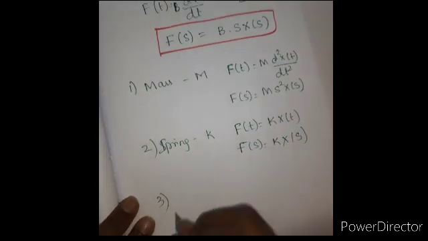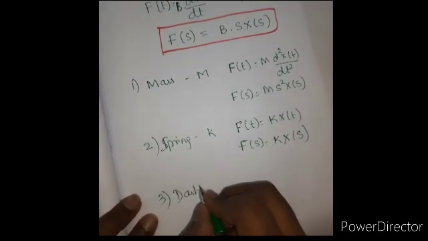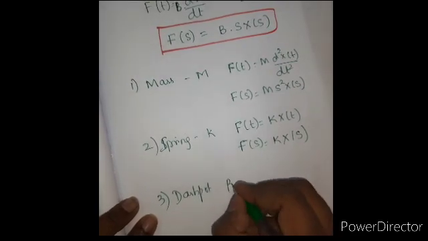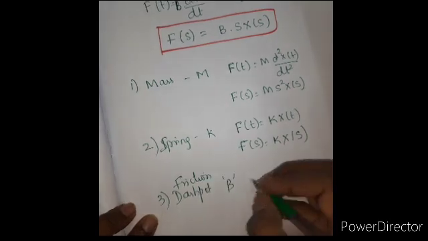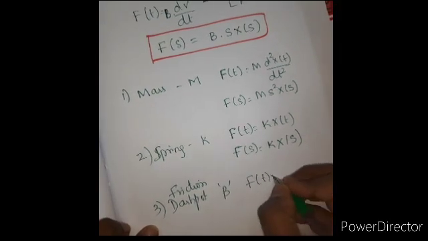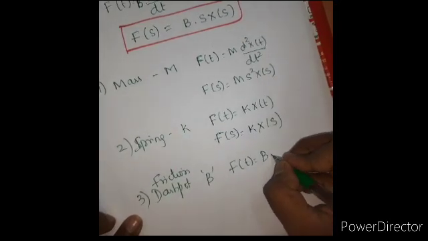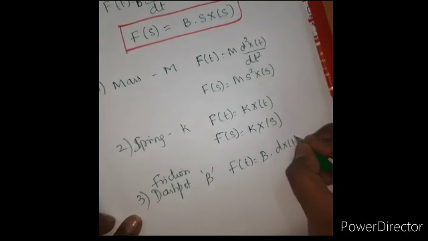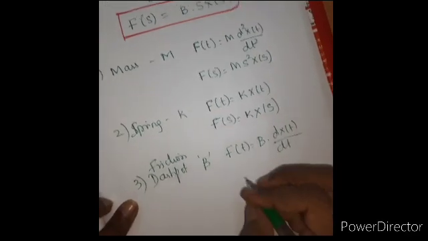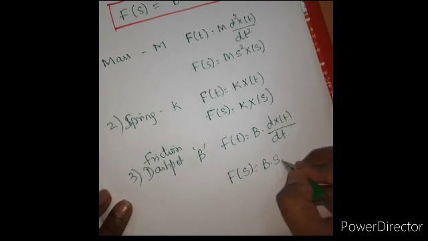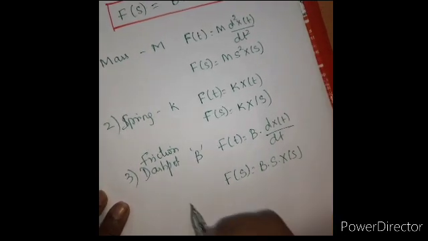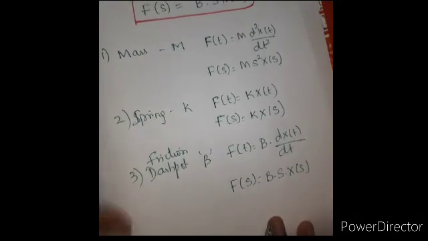Next, third one, dashpot, represented as b, which mainly is considered due to friction. So f of t is equal to b into dx of t by dt. On taking Laplace transform, f of s is equal to b into s into x of s. So these three you should remember.